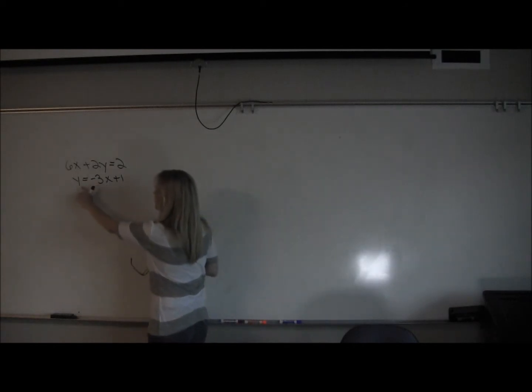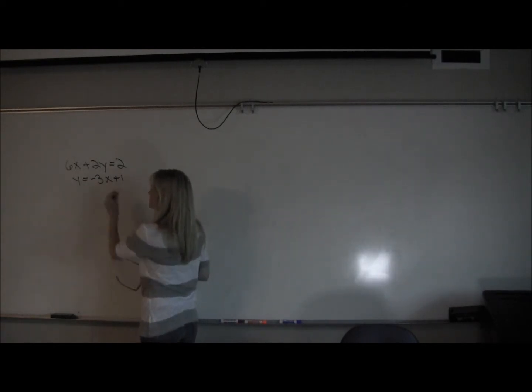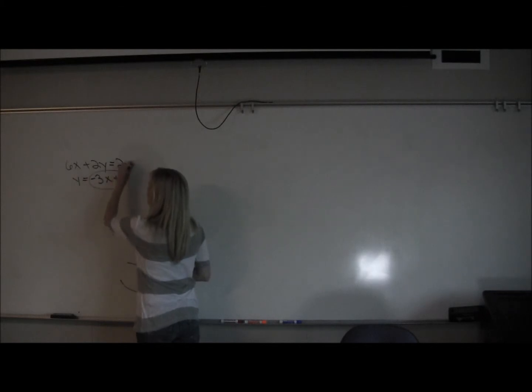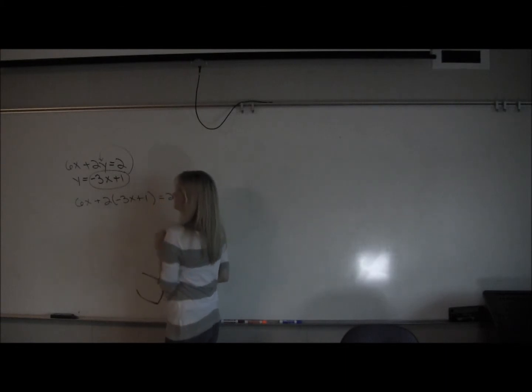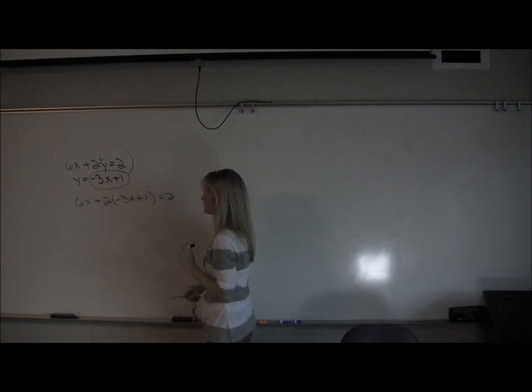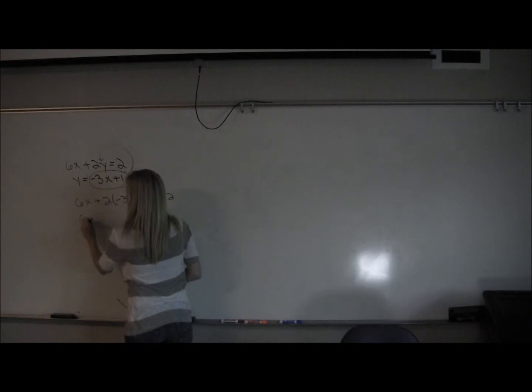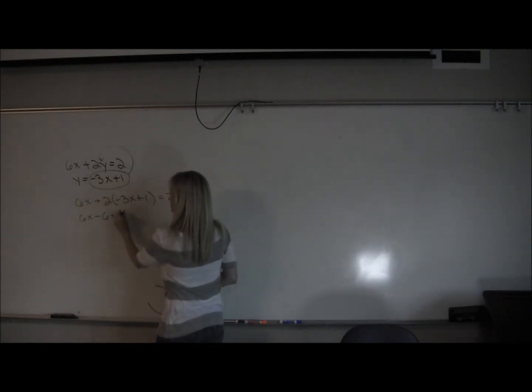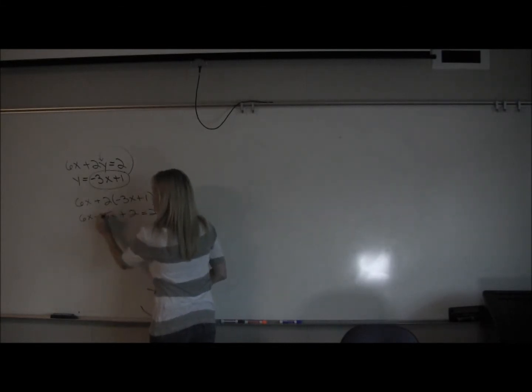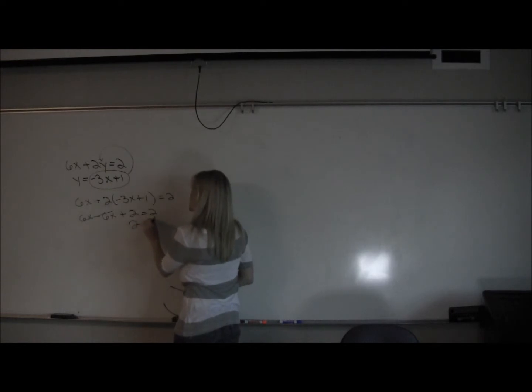Immediately, I see this is solved for y already, so I'm thinking let's use substitution. Let's plug this in for y. So I have 6x plus 2 times negative 3x plus 1 equals 2. Okay, so I just substituted. So then I use the distributive property. 6x minus 6x plus 2, because I have to distribute that 2, equals 2. Well, these cancel, so I just have 2 equals 2.